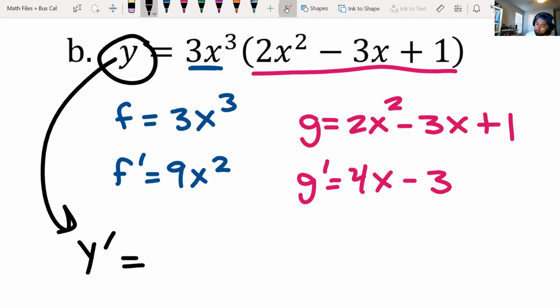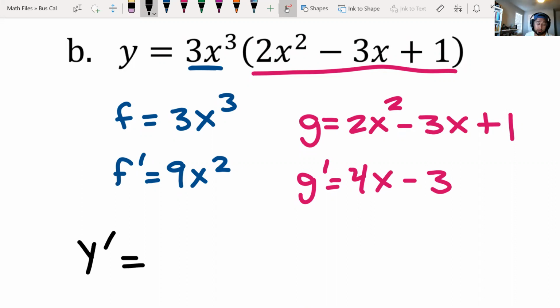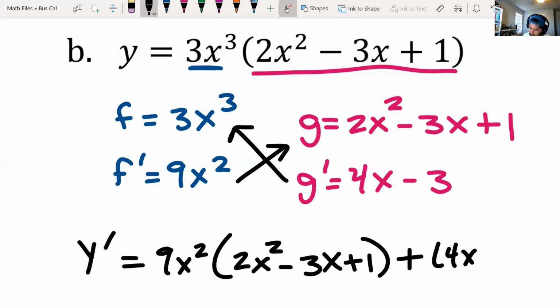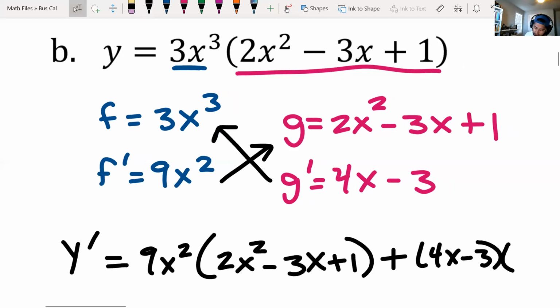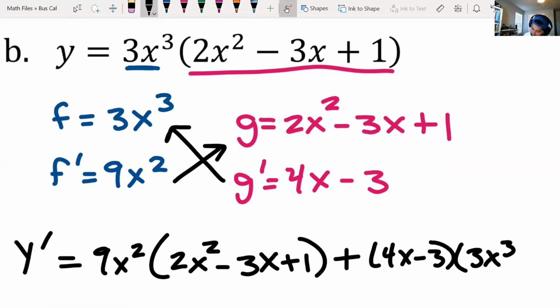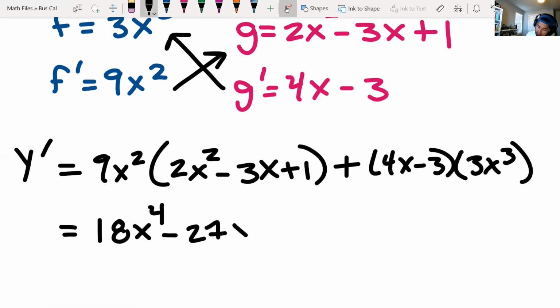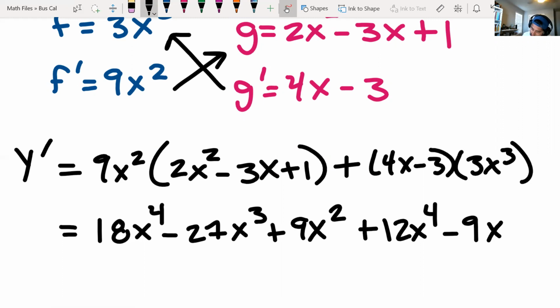So we're taking the derivative of y, so we will write y prime, and once again, just follow the product rule. F prime g, 9x squared times 2x squared minus 3x plus 1 plus g prime f. So 4x minus 3 times 3x cubed. And again, derivatives done. Product rule done. Algebra on from here. Distribute that 9x squared. You get 18x to the fourth minus 27x cubed plus 9x squared. Distribute that 4x minus 3. You'll get 12x to the fourth minus 9x cubed.